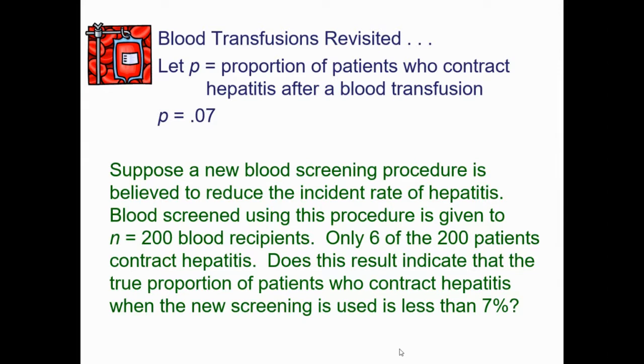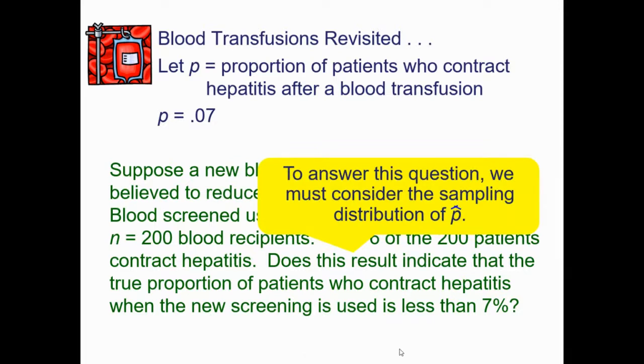Essentially, if we're less than 7%, that means the treatment is more effective, right? Because fewer people get hepatitis. That's what we want to see. Is this new treatment more effective? We have to back it by the numbers. 6 out of 200. So to answer this question, we must consider the sampling distribution of p hat.